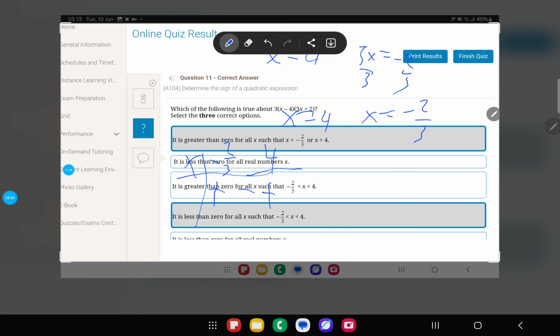Okay. They're asking for less than 0. If it's less than 0, it's negative. So we look at the between. Since it's between, we put negative 2/3 less than x less than 4, right? It's between. They're asking for less than 0, which is negative. Negative here is in the middle. So it's in between. Now, they're asking for greater than 0, okay?